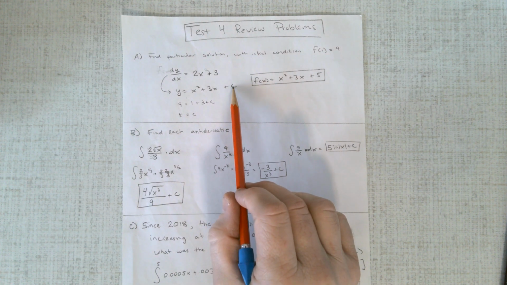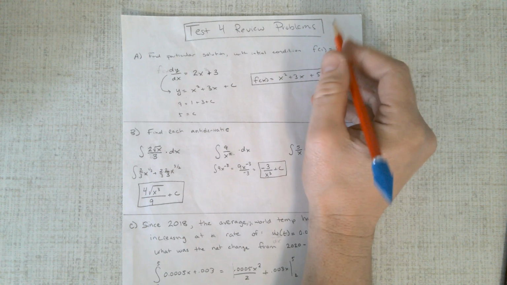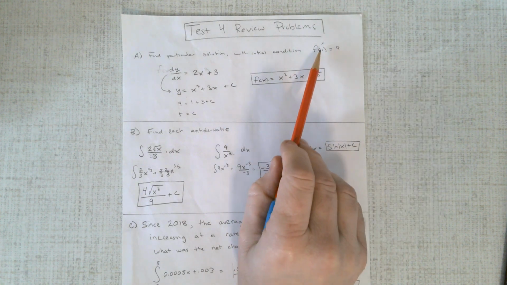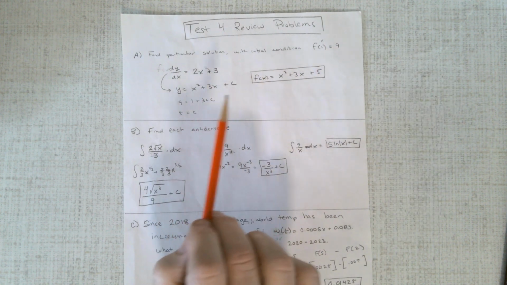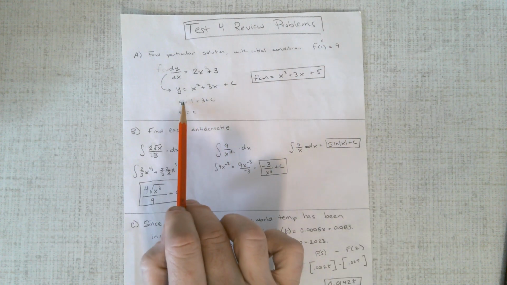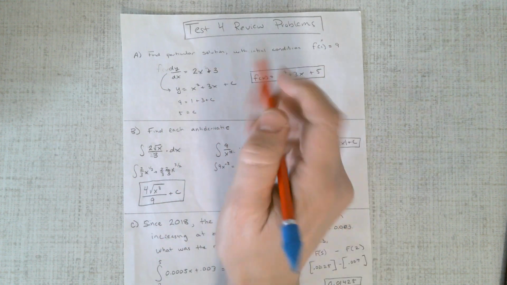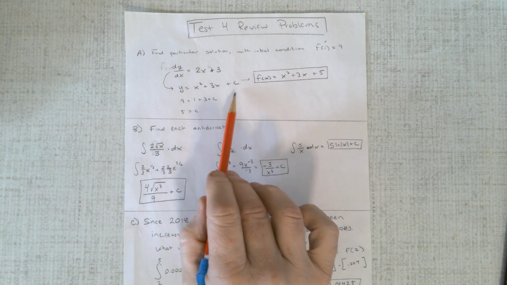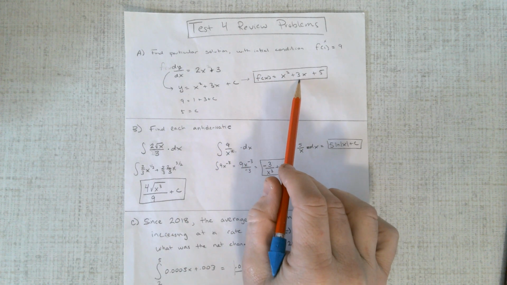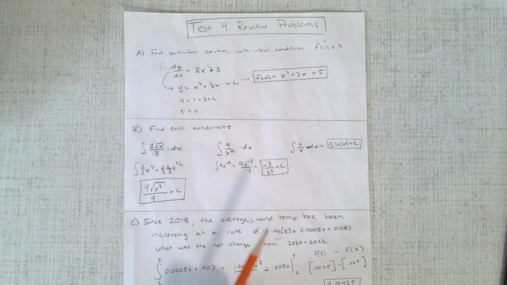And we can figure out the c because we can take this and plug in everywhere we're seeing x, we put a 1, and the output is 9, so we put a 9 there, solve for c, and now we can take this general equation and make it the specific equation because we've figured out what c is.